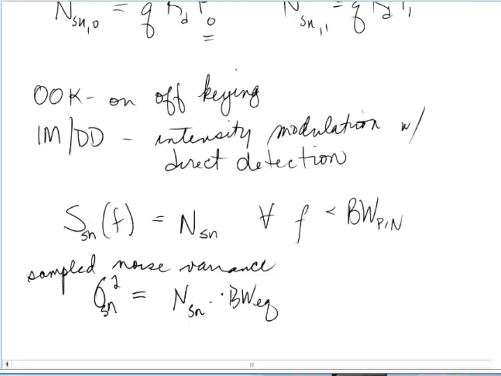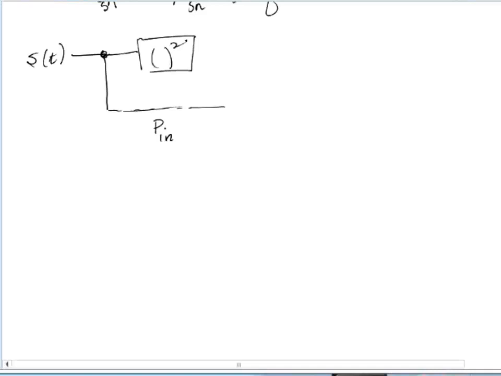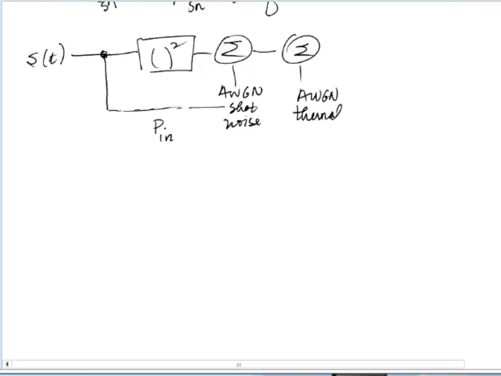In a numerical simulator, how would we go about simulating a PIN? Well, we would start with the input signal in our simulator. We would have to know what the power is in order to be able to calculate what the noise level was. So I'll put a different path here for our simulator. The simulator would simply square the signal, and then it would add to it additive white Gaussian noise, which is the shot noise, depending on what the instantaneous power was at that instant. And then it would also add additive white Gaussian noise, which is the thermal noise, which is not signal dependent.